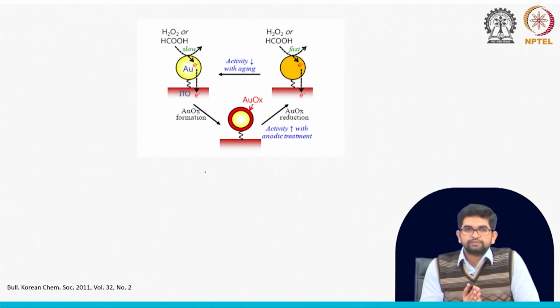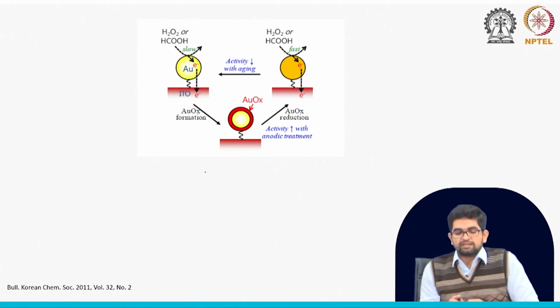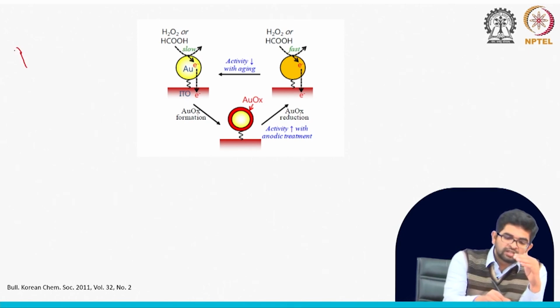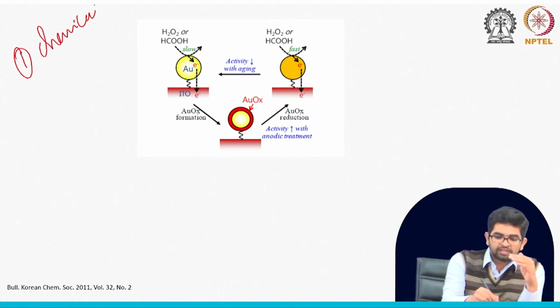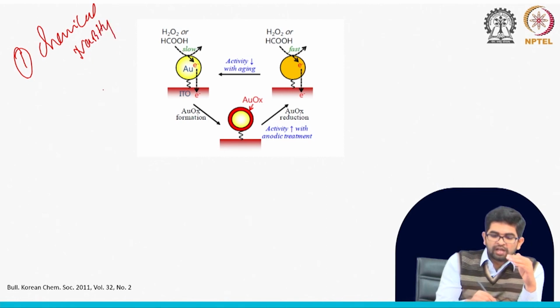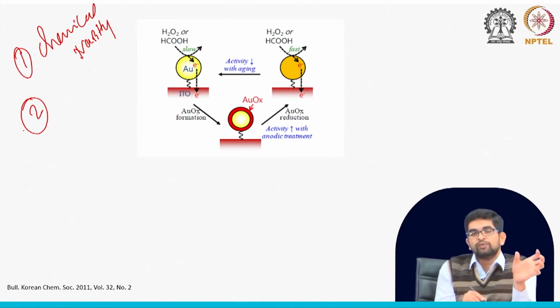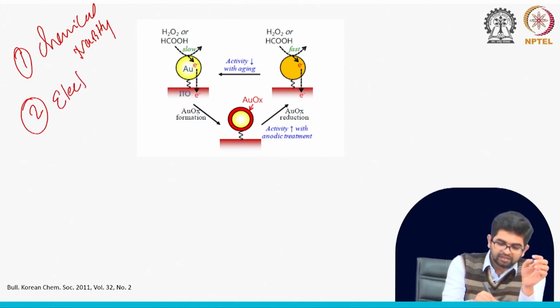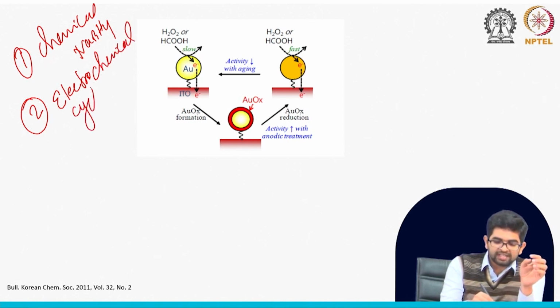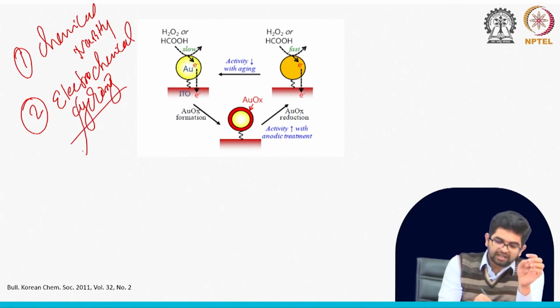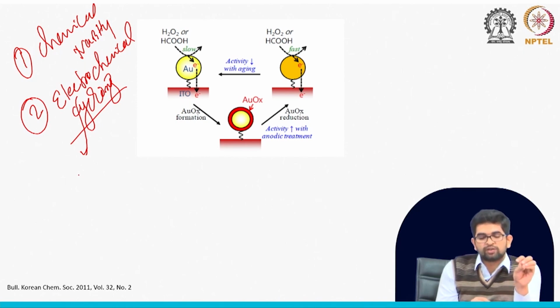Now let us come to some other factor. If catalytic activity decreases with time, then one method is the chemical method, that is, sodium borohydride can be used. Let us use some other procedures also. The second method I will teach you now is the electrochemical method, or electrochemical cycling. Electrochemical cycling you can try. There are different kinds of electrochemical cycling.